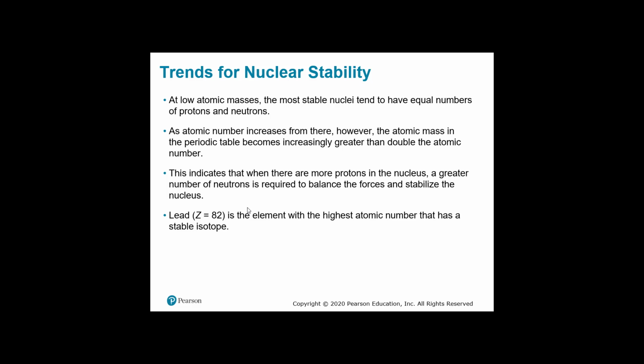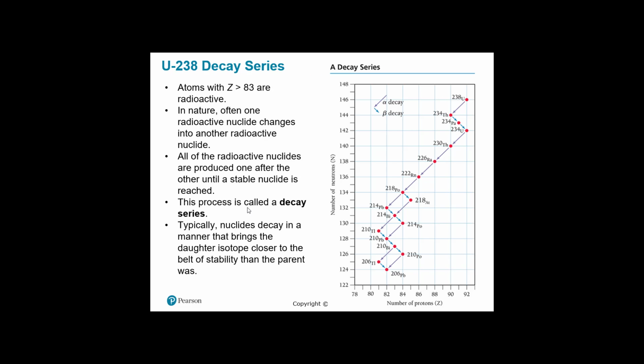This indicates that as there are more protons in the nucleus, you need more neutrons to balance those forces and stabilize that nucleus. Lead, which is Z equals 82, is the element with the highest atomic number that has a stable isotope. Okay, so this is interesting: atoms above Z, a proton number of 83, are radioactive. In nature, often one radioactive nucleus changes into another, and they will keep changing.